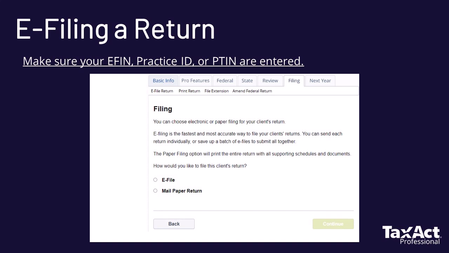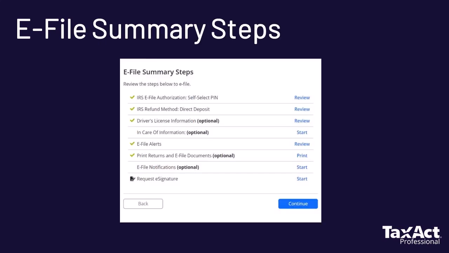Next, you'll see a list of topics on a screen labeled e-file Summary Steps. These topics are client-specific and depend on the details of the client's return. After you complete the steps on the summary page, click Continue. If your client's return has any associated fees, the payment method screen will appear. You must select whether to pay the client's fees from your prepaid account or by credit card. Continue through the next screens to submit the e-file.